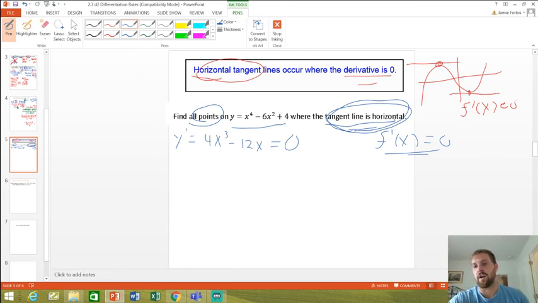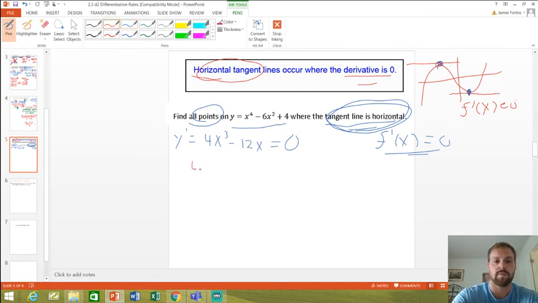And we're going to learn later on that horizontal tangent lines happen primarily at maxes and mins. So we're also identifying the points at which we have maxes and mins, which is pretty cool. Okay, so set it equal to 0. This just goes back to Math 3 or 2, whatever.